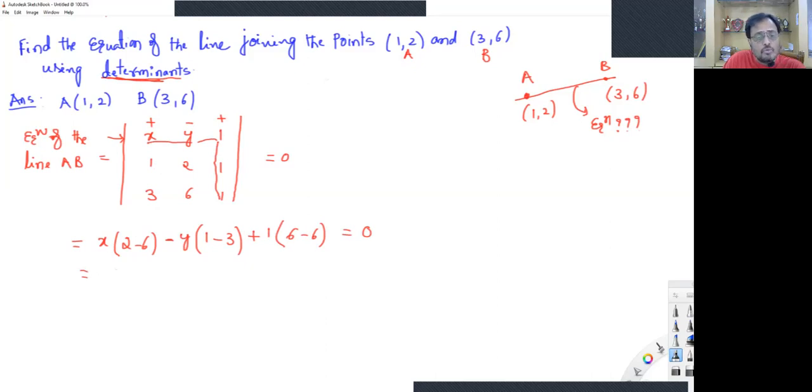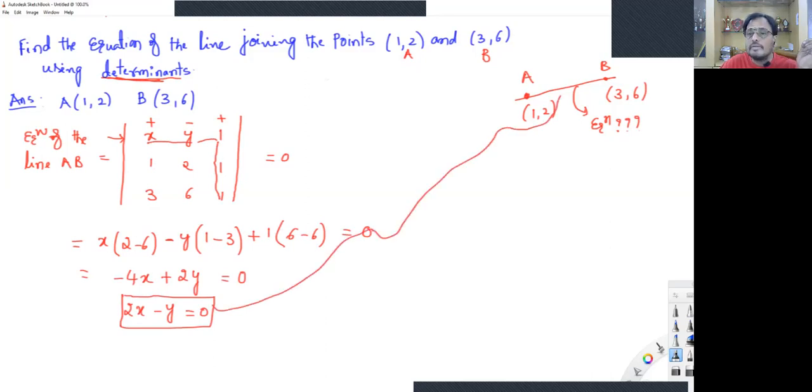That is 2 minus 4x, and plus 2y. 6 minus 6 is equal to 0, divided by 2. So divided by 2, what happened here? 2x, change the sign, minus y is equal to 0. So this is the equation of the required line.